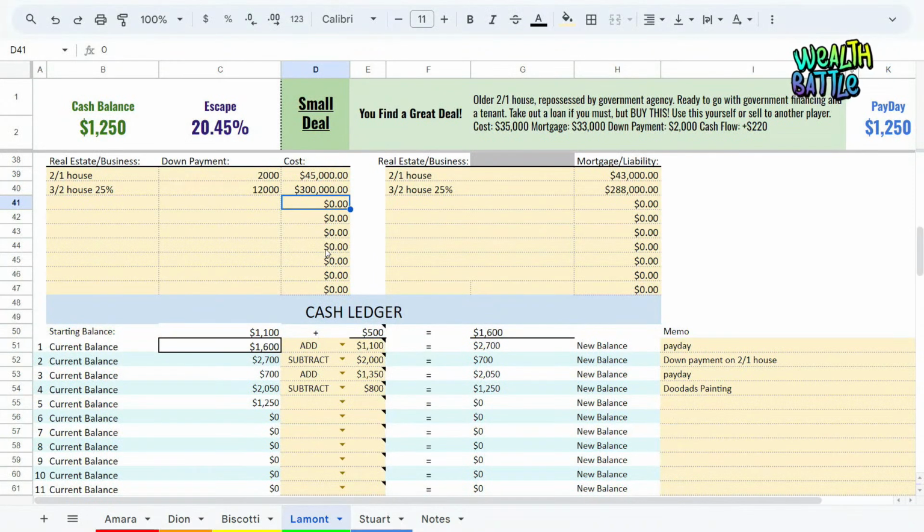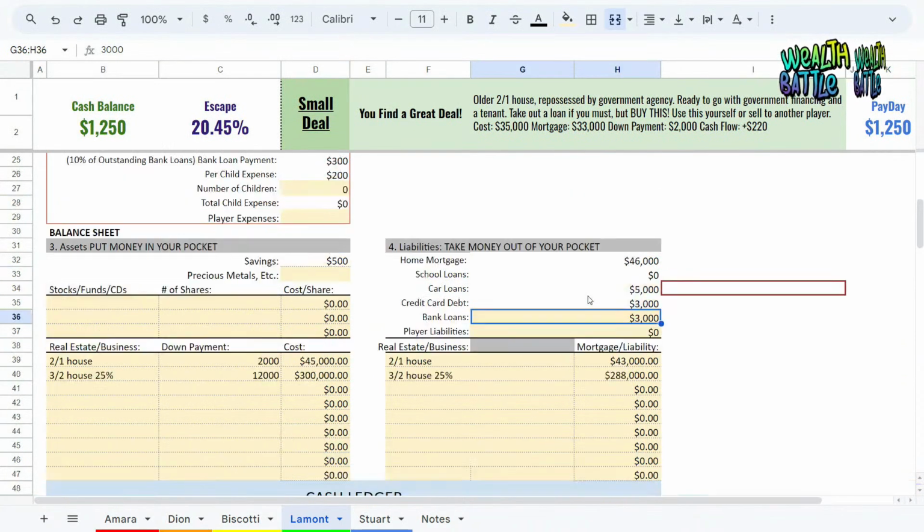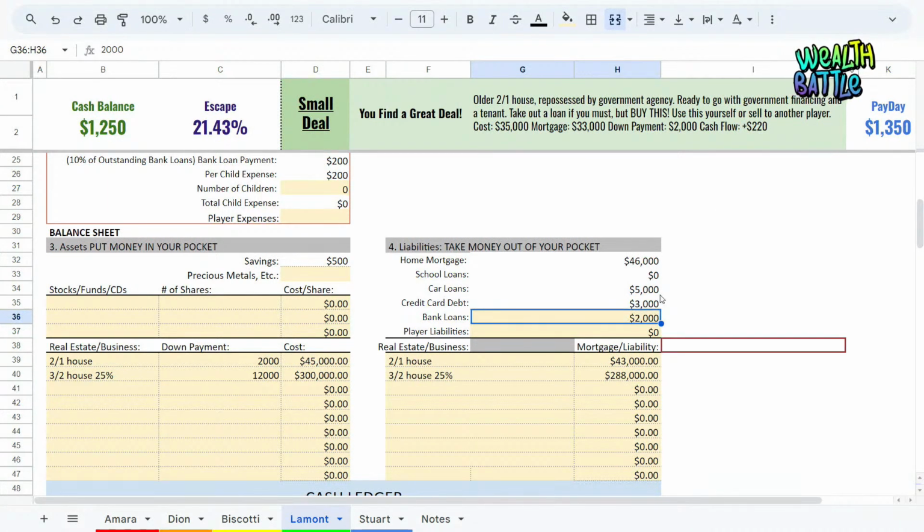Okay. I think I did it. Let's see. So I see under your liabilities you've adjusted bank loans to $3,000. But how much money do you need to borrow? I got 1850. Well, you can borrow in $1,000 increments. So you have more than $1,000. So you really would only need to borrow $2,000 from the bank. Does that make sense? Yes.